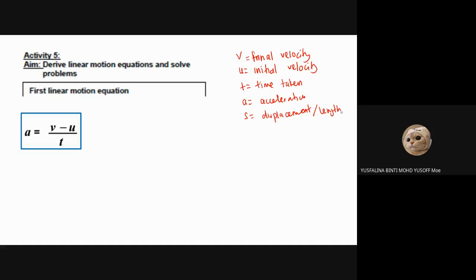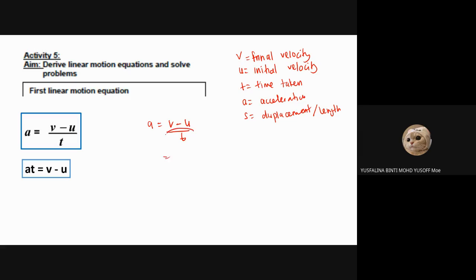So the first one, I think you're already familiar with this formula. A is equal to V minus U divided by T. This is the acceleration formula. From the acceleration formula, you can derive. This one is divided by T, so A is V minus U divided by T.